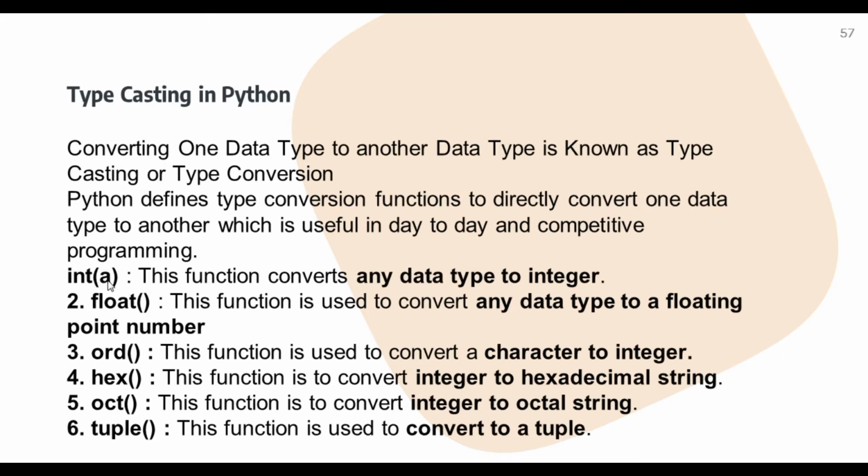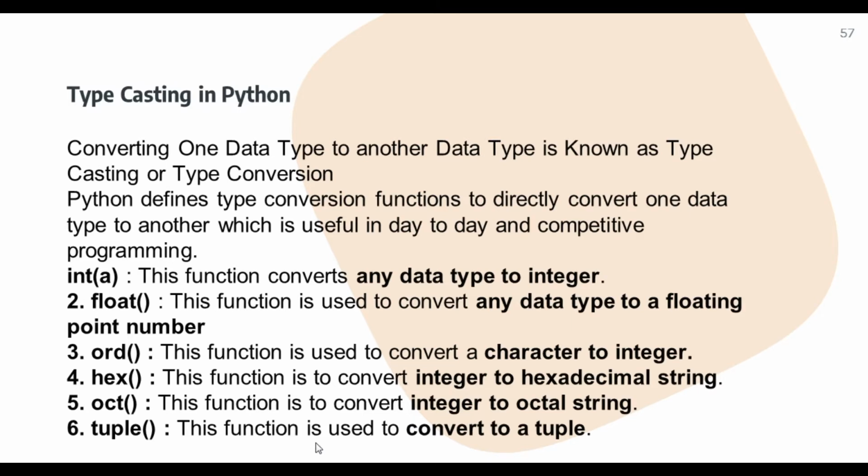Here is int(a). Here a will definitely be a variable that contains a kind of value which can be converted to an integer. float will convert the value into float, like fractional digits. ord is used to convert a character to an integer; suppose the character is a, b, c, it may contain numbers also. hex will convert to a hexadecimal number. oct, the octal function, is used to convert an integer to an octal string.